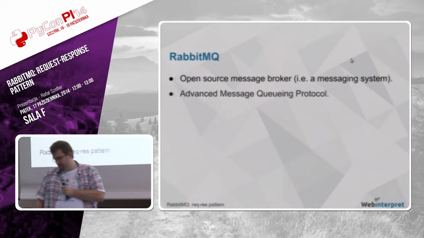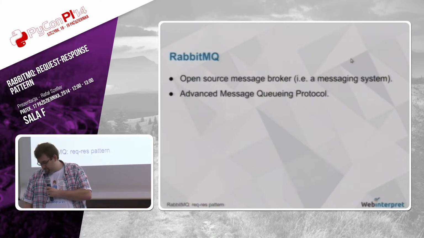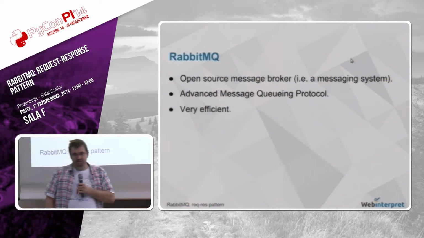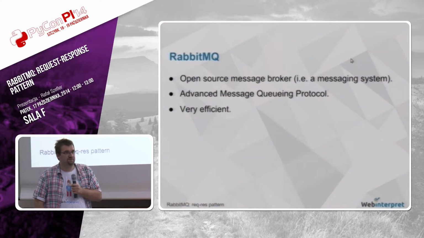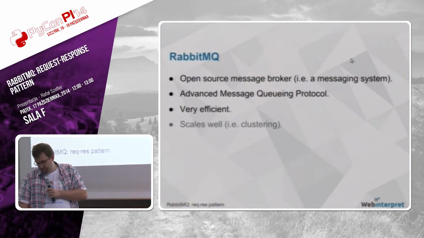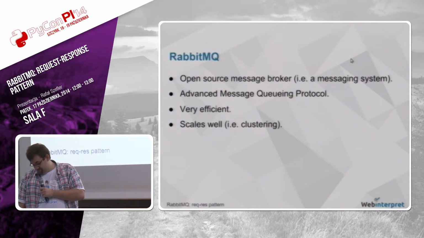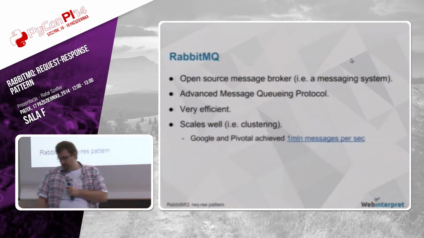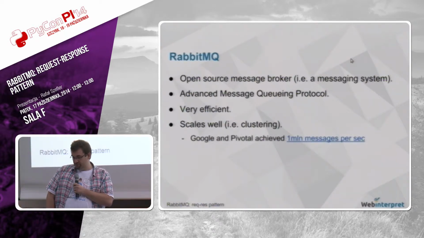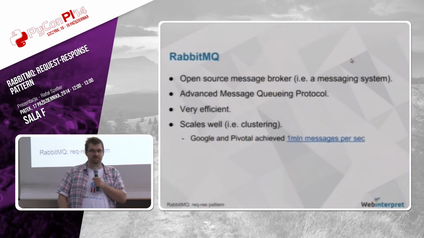Some characteristics. It supports Advanced Message Queuing Protocol, which is one of the standards in messaging nowadays. It's very efficient in terms of each node can process messages very fast, but also it scales well, it supports clustering. Everything is built in. And some numbers. Google and Pivotal achieved processing of 1 million messages per second.